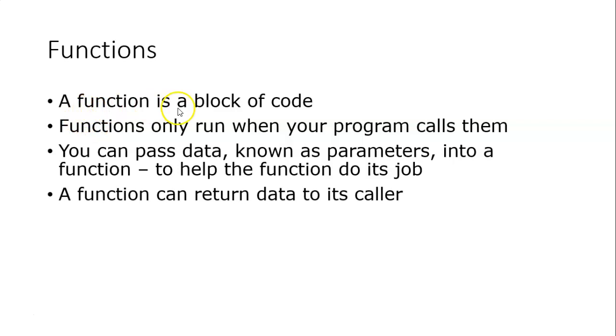So, as you may know by now, a function is a block of code, and that function will only run when your program calls it. You can pass data to functions, and when you do that, that data is known as a parameter. This data is used to help the function do its job. And functions can also return data to the code that's calling it, or its caller.